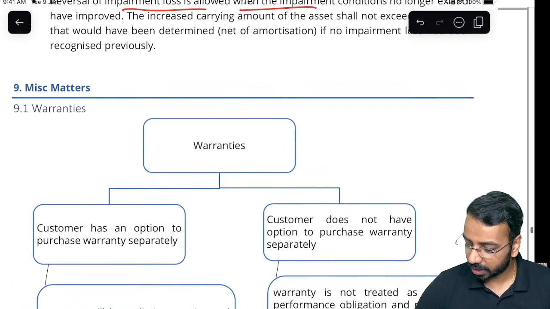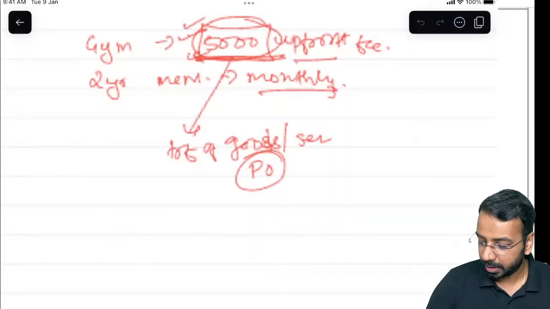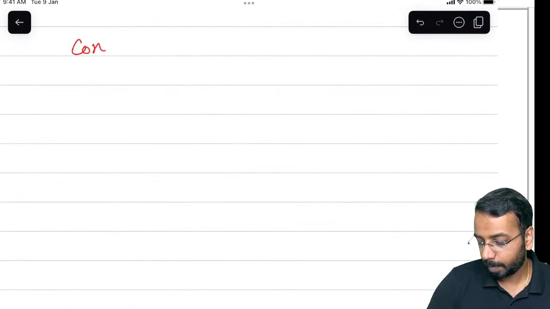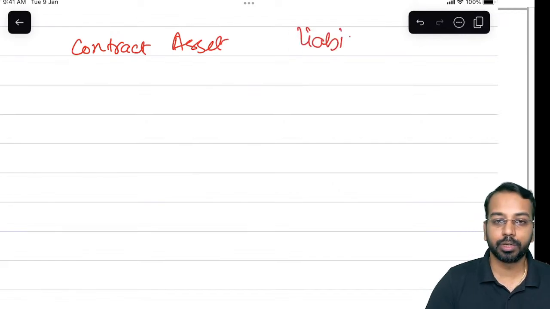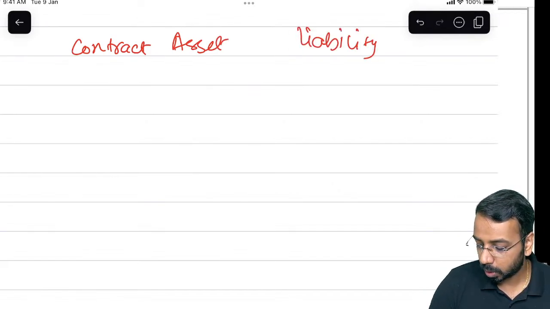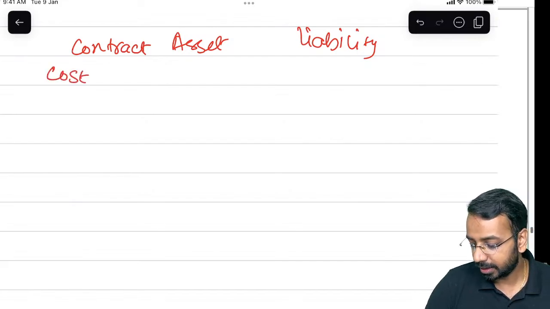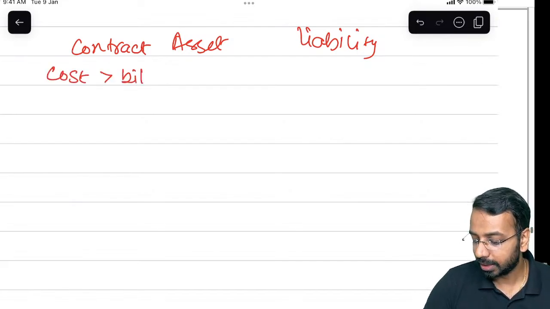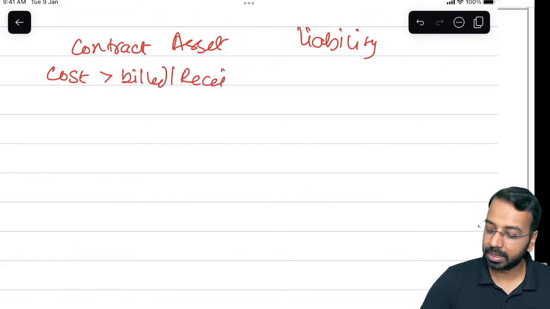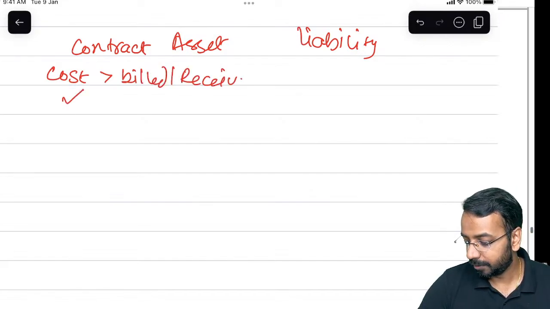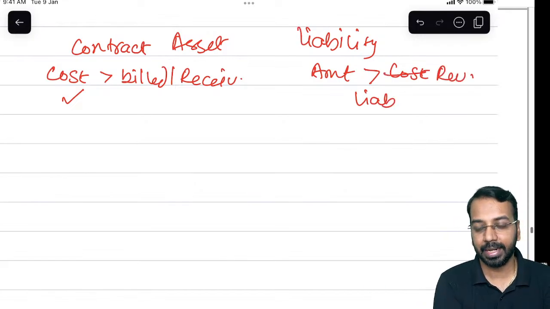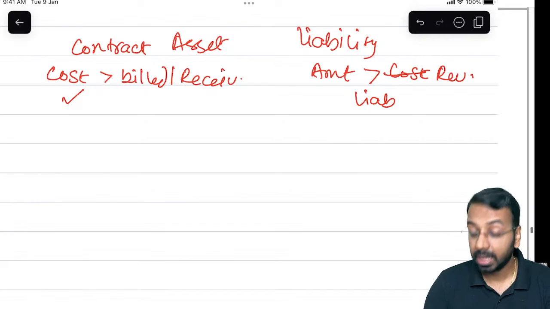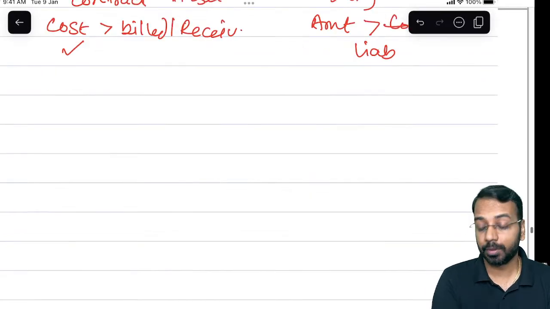So two things, sometimes you may get a question in the examination, contract asset or a contract liability. So what you need to understand here is, if the cost incurred is greater than the amount billed or received or receivable, then it will be an asset. If the amount received is greater than the cost incurred, or than the revenue recognized, then it will be a contract liability, right? So you may have to write, for example, I collect 10,000 from each of you.